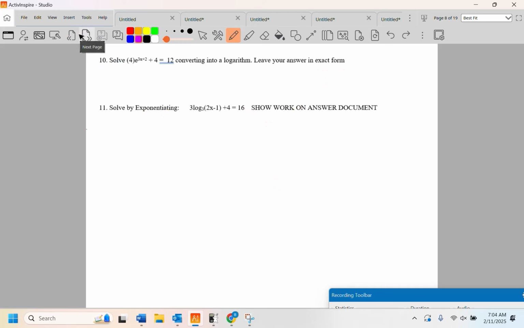Number 11, solve by exponentiating. But first you isolate. You have to isolate first. Why is that such a hard concept? You have to isolate first. So we're going to subtract 4. We do easy stuff first.